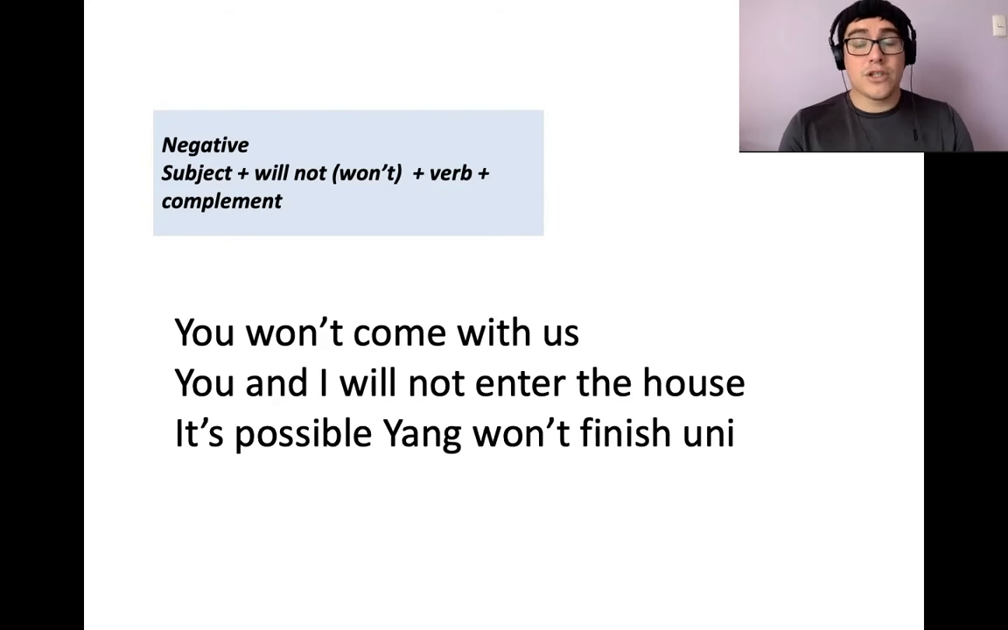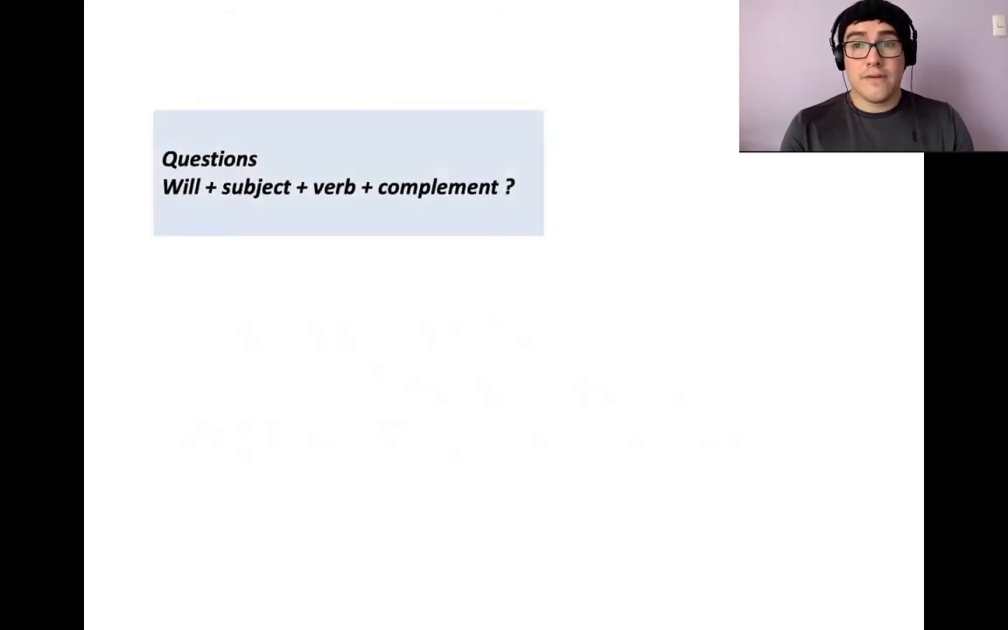And now the questions, or the interrogative. For the questions or interrogative, we start with will. Then we add the subject, I, you, he, she, it. Then we have the verb, and finally the complement.